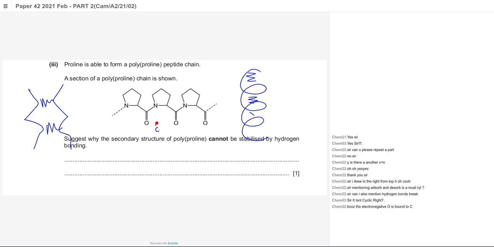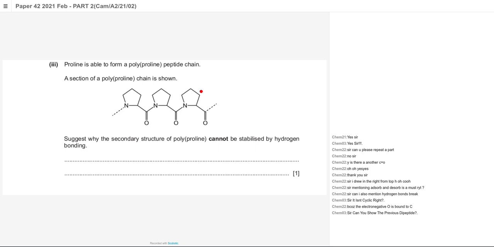So the carbonyl group can't easily form the hydrogen bonds because of this bulky cyclic nature, right? So you can mention, due to the cyclic nature of the molecule, it cannot form inter and intra-hydrogen bonds due to steric hindrance, because of the bulkiness of the molecule.